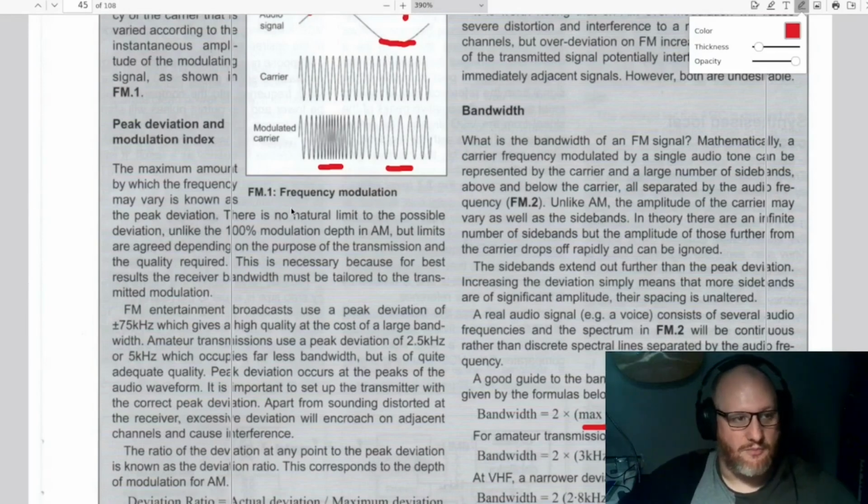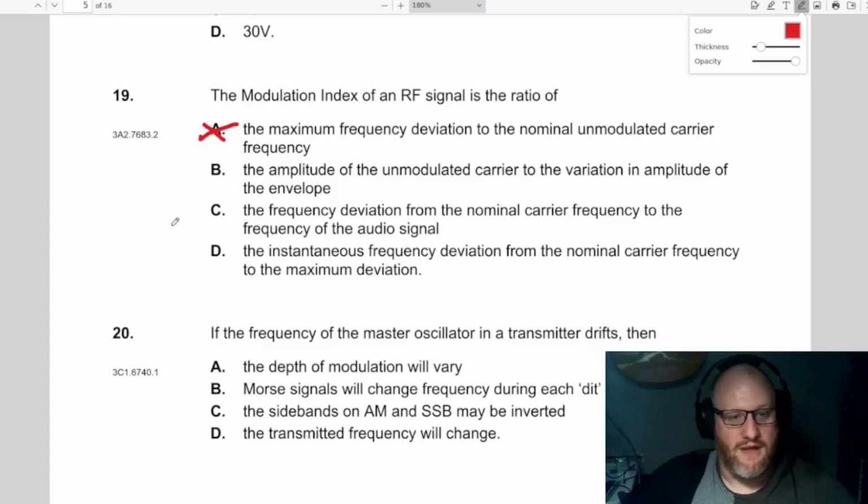Now, modulation index is a term that can be used more generally to describe, for instance, properties of phase modulation as well. But within the full syllabus, we're talking about FM, so we can strike that out. C, the frequency deviation from the nominal carrier frequency to the frequency of the audio signal. And we've also got D here, which is very similar, the instantaneous frequency deviation from the nominal carrier frequency to the maximum deviation. The key word here is instantaneous, which would mean that we would be constantly evaluating this as the signal was changing. So instantaneous is not right.